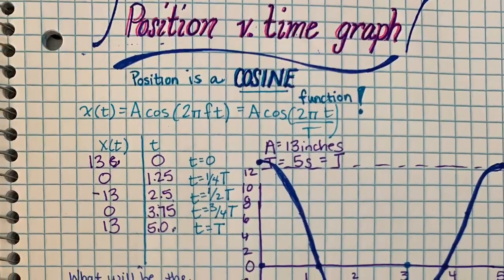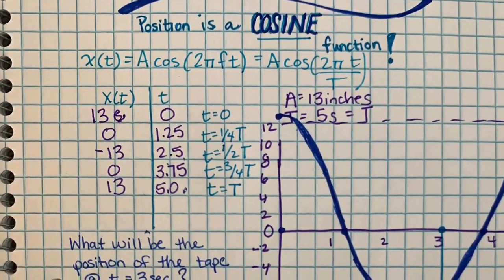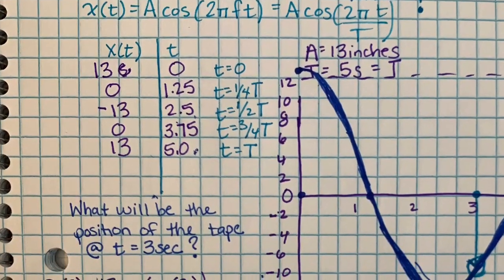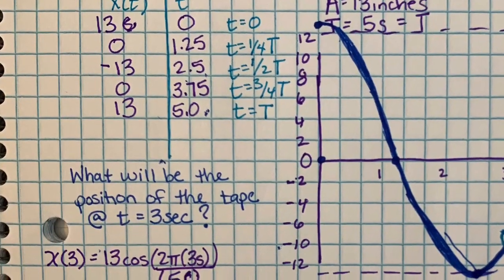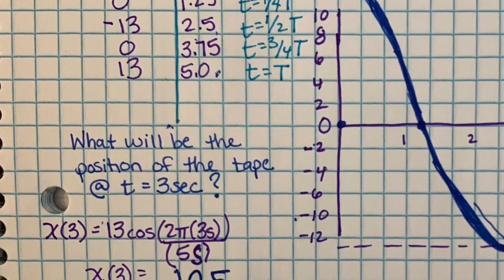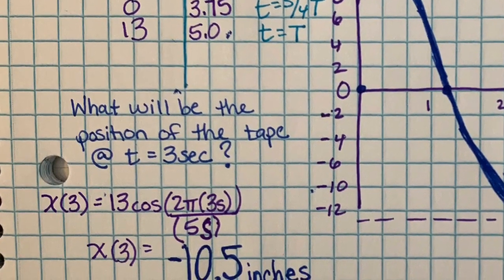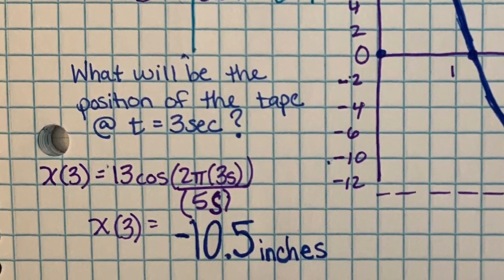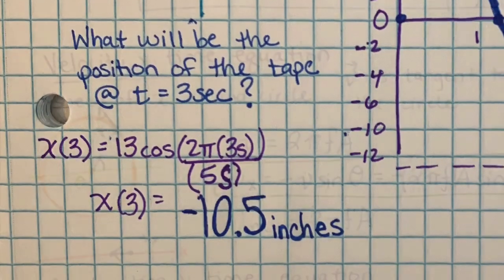A cosine graph was able to be made from 5 known values listed in the position versus time table that were defined in the snapshots of the wheel rotation. From the graph below, we can conclude that the position versus time function is a cosine function because the cosine of t equals 0 is 1, which would make x equal the amplitude. With this information, we can find any position x at any time t. The question below asks what will be the position of the tape at t equals 3 seconds. Plugging in 3 seconds for time, 13 for amplitude, and 5 seconds for period T, we can calculate the position x to be negative 10.5 inches.